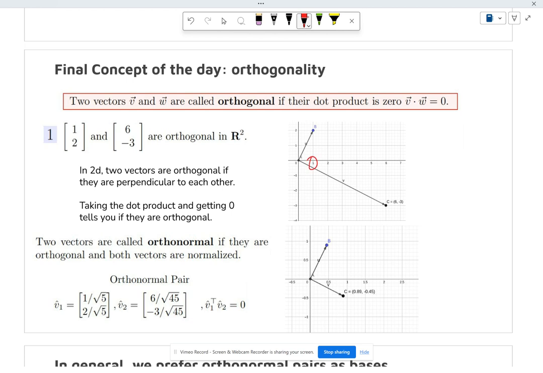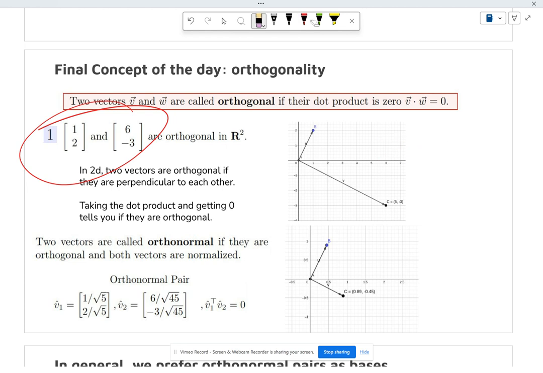So this one's (1, 2), and this other one is (6, -3). Let's try dotting them together. So 1 times 6 plus 2 times minus 3 equals 0. So correct, right?